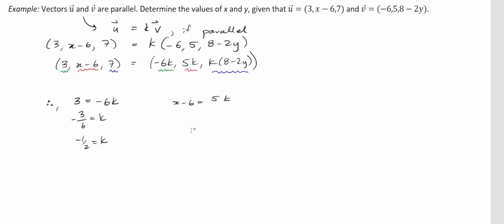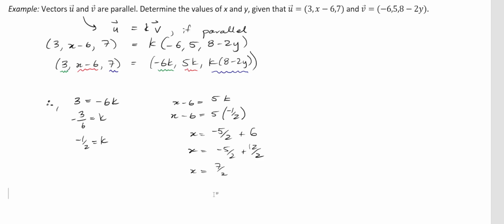So x minus 6 is equal to 5k. Great. Well, I know what k is, so I'm going to sub that in. X minus 6 is equal to 5 times -1/2. Let's isolate for x here. X is equal to -5/2 plus 6. Getting a common denominator, 6 is just 12/2. So x is equal to 7/2.